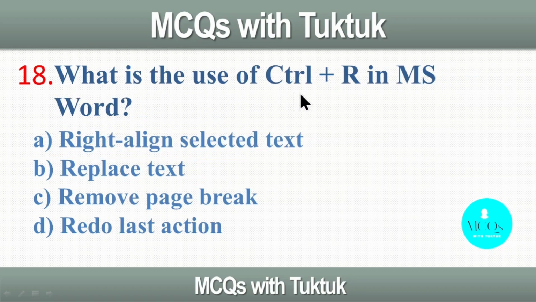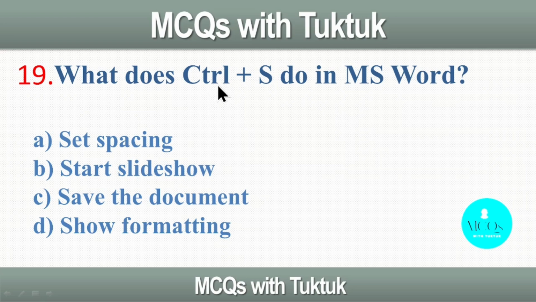What is the use of Ctrl+R? Ctrl+R is for right align the selected text. What is Ctrl+S? Ctrl+S is used for saving a document. While typing a document, you can save from time to time by pressing Ctrl+S. First, you should press the Ctrl key, then you should press the S.